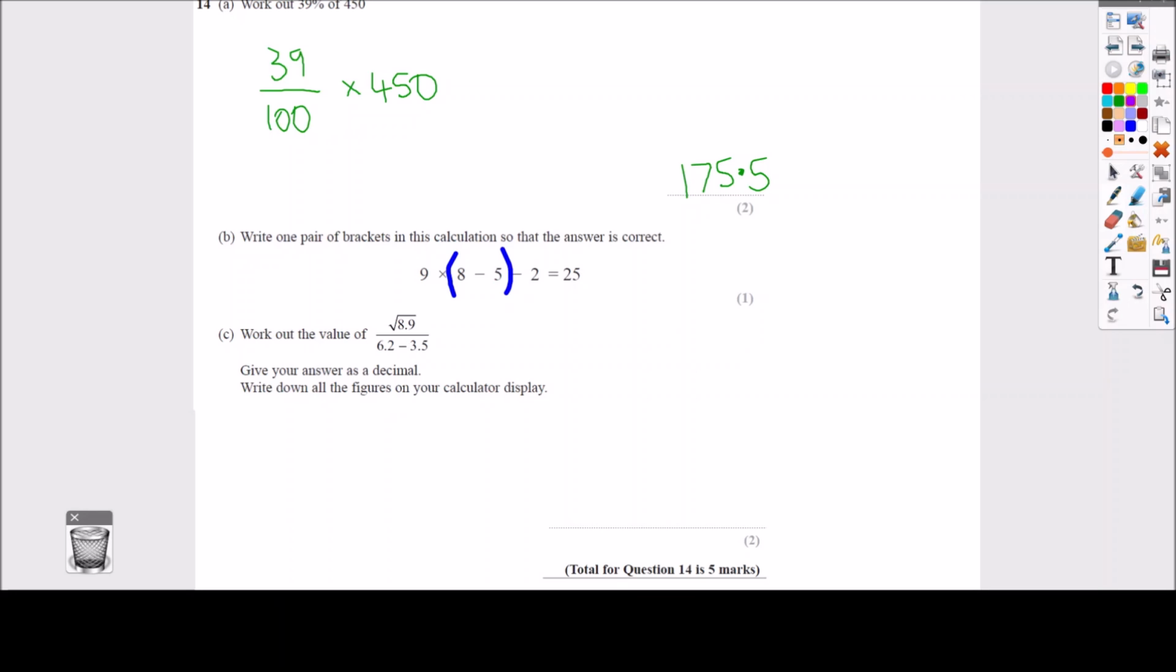Press the SD button and we get 1.104921029. Let me just check I've written that down correctly. 1.104921029. The question says write down all the figures on your calculator display, so make sure that you do indeed do so.